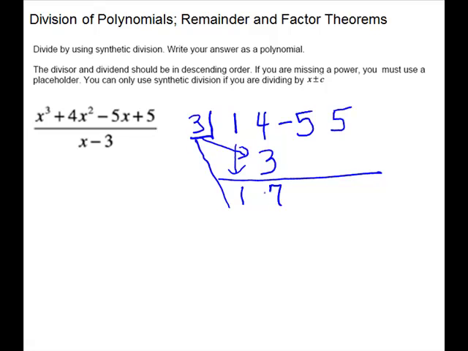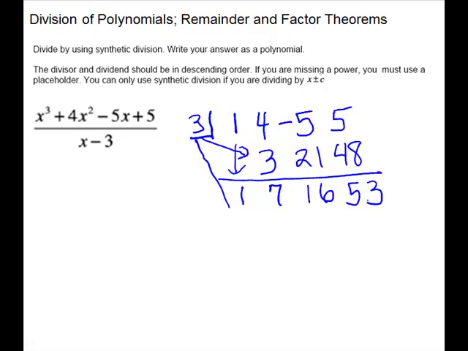Then you're going to multiply again. 7 times 3 is 21. 21 and a minus 5 will give us 16. 16 times 3 is 48. And adding this will give us 53. Now we're going to put it back together.